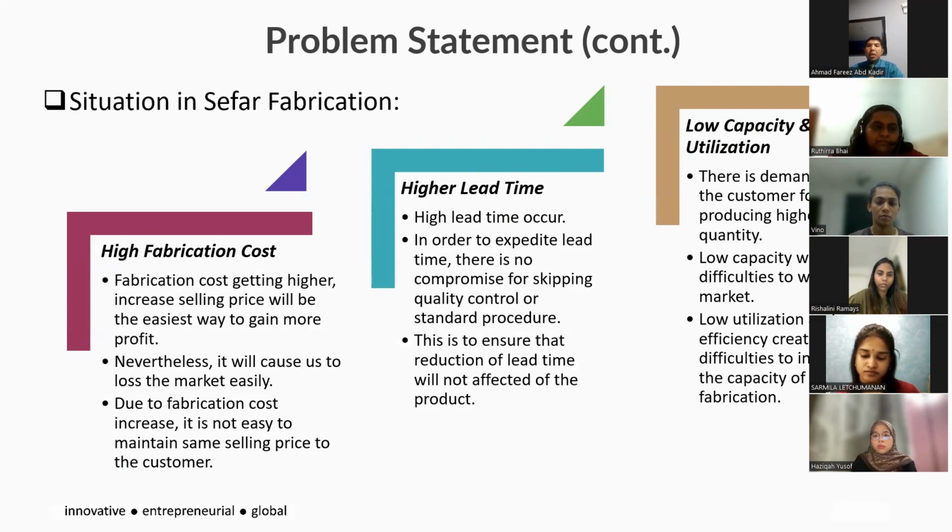And the second one is the higher lead time, which means that in order to expedite lead time, there is no compromise of skipping the quality control. We need to follow every procedure by the quality team without skipping any procedure, and at the same time, we need to expedite the lead time. And the third one is the low capacity utilization. There is demand from the customer for producing high quality, but right now we have difficulty in terms of capacity. It is very low. So this is our plan to increase the capacity of the fabrication. Next.